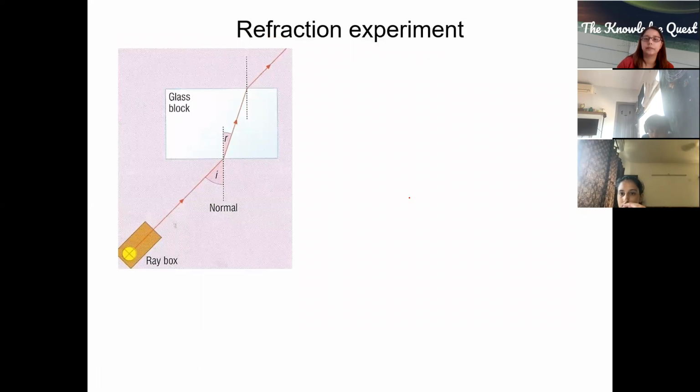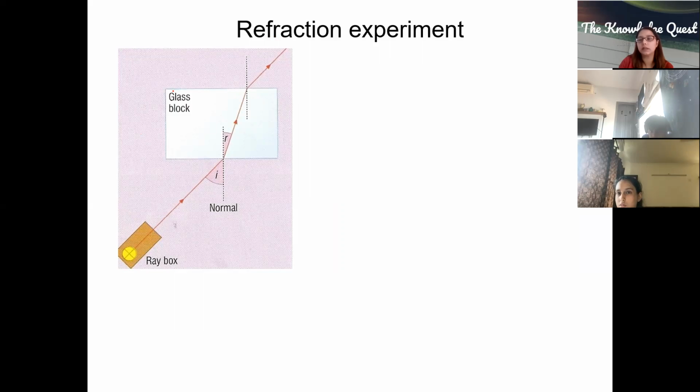Which one is rarer? Glass or air? Denser is glass, rarer is air. This is how it is. Denser to rarer, we said away from the normal. Is it moving away? Yes. And rarer to denser gets towards the normal. Is it coming towards? Yes. So this is how you are going to draw your diagram.